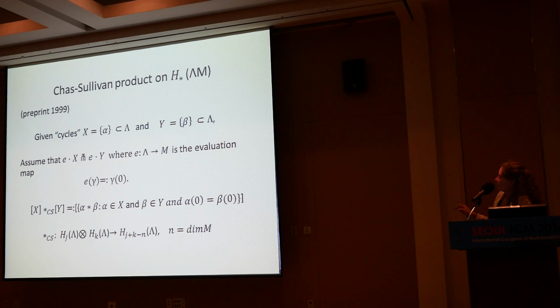So this gives us, there's something to be proved, of course, but it gives us a well-defined map from the j-dimensional homology times the k-dimensional homology to the j plus k minus n-dimensional homology. We lose n here because this is a codimension n condition that alpha of 0 equals beta of 0. So this is the Chas-Sullivan product.